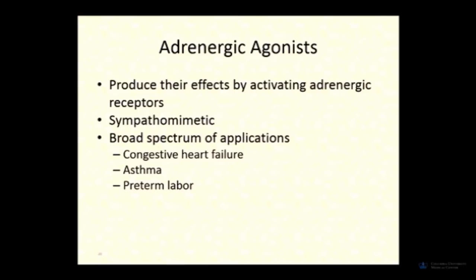Depending on whether it's an agonist or an antagonist, the adrenergic drugs are either going to block or stimulate sympathetic effects on the body. So adrenergic agonists produce their effects by activating adrenergic receptors. And so we call these drugs sympathomimetic, mimicking sympathetic effects on the body. And they have really broad spectrum applications. We use these drugs for a wide variety of purposes: congestive heart failure and other heart and cardiovascular diseases, asthma, preterm labor, just to name a few.